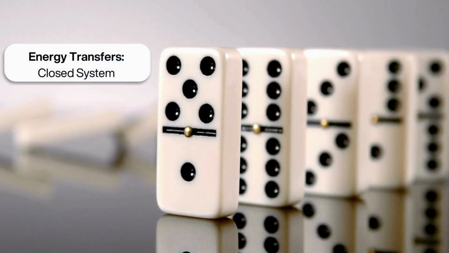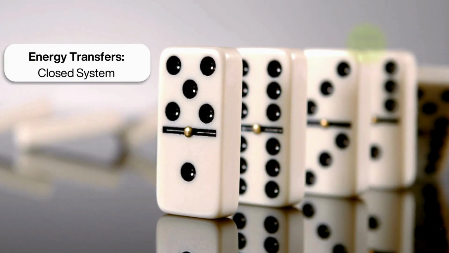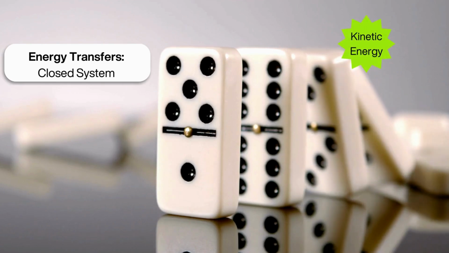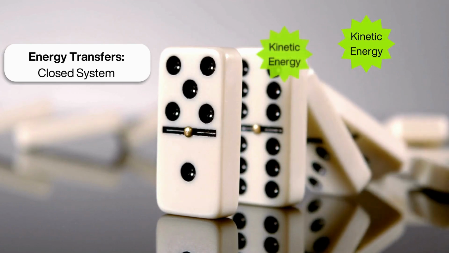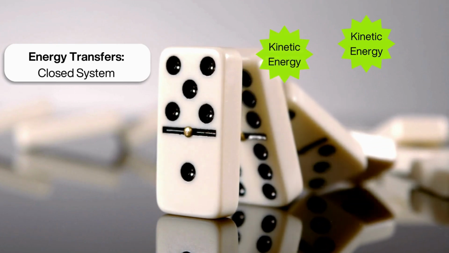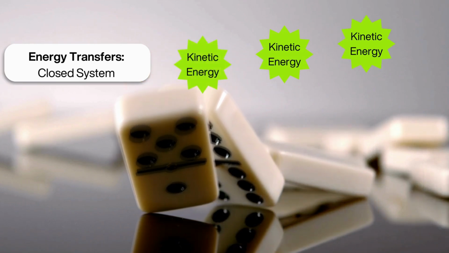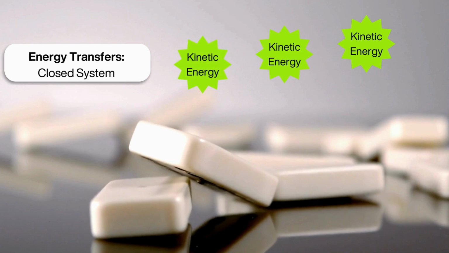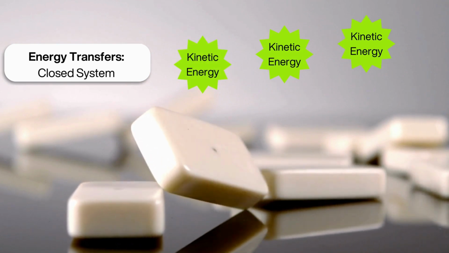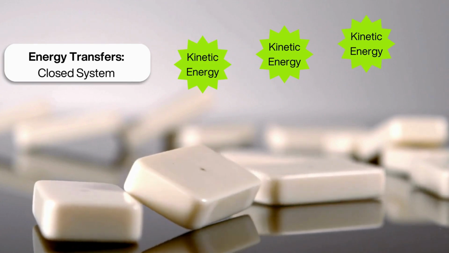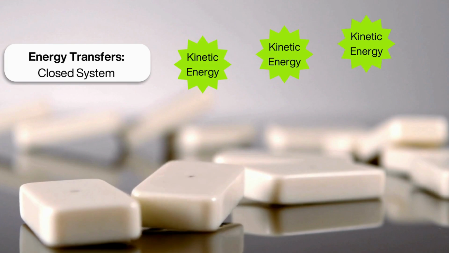Consider a row of dominoes lined up in a closed system. When you push the first domino, the falling domino transfers its kinetic energy to the next domino, causing it to fall. This process continues along the row. In this closed system, the total energy remains constant. Energy is transferred from one domino to another without any loss to the surroundings. The system's energy is conserved, demonstrating that energy moves between objects within a closed system.